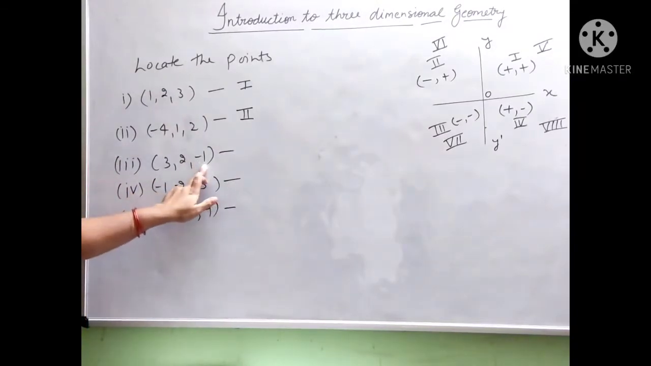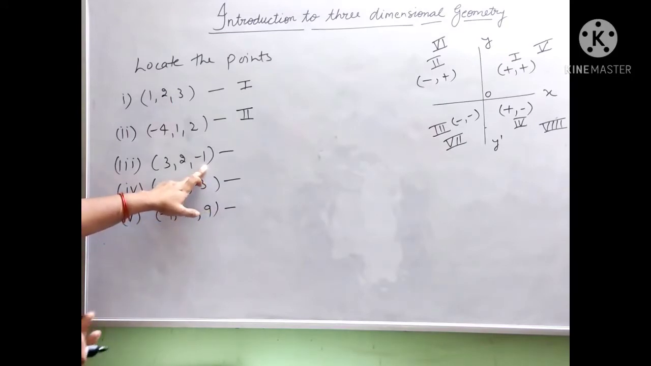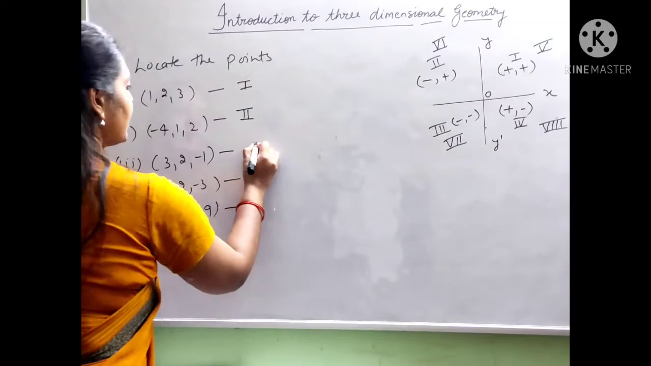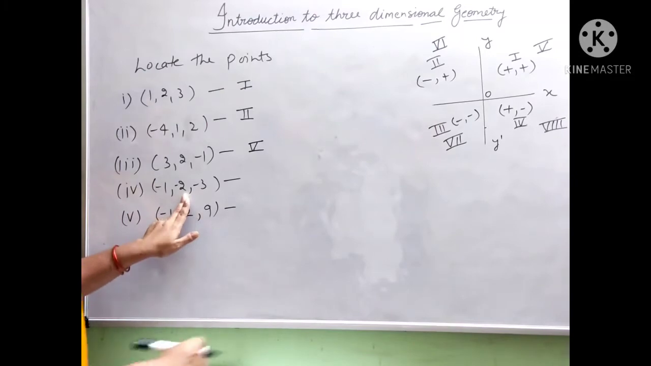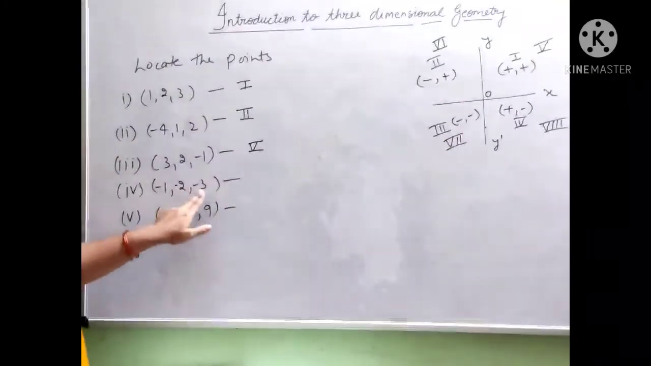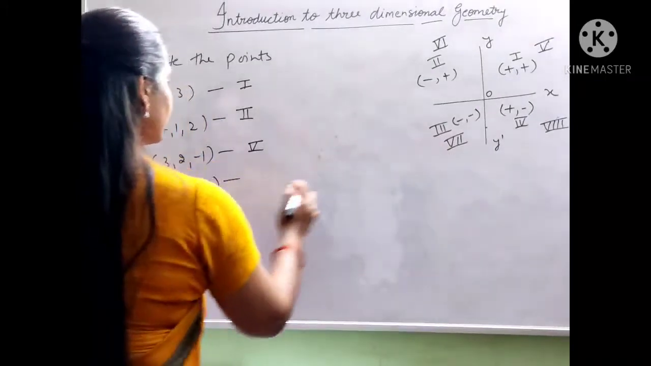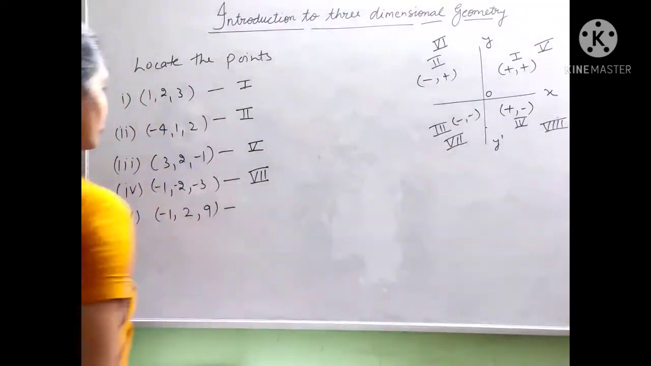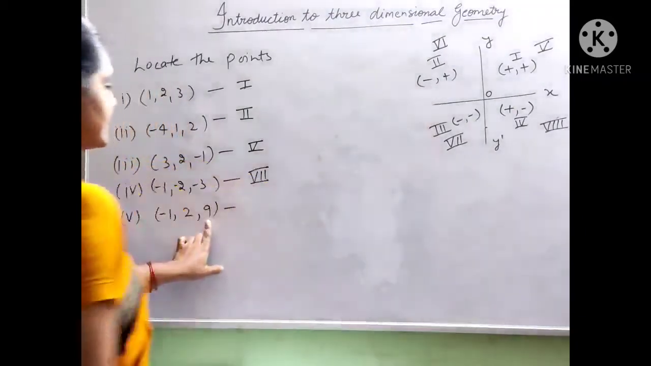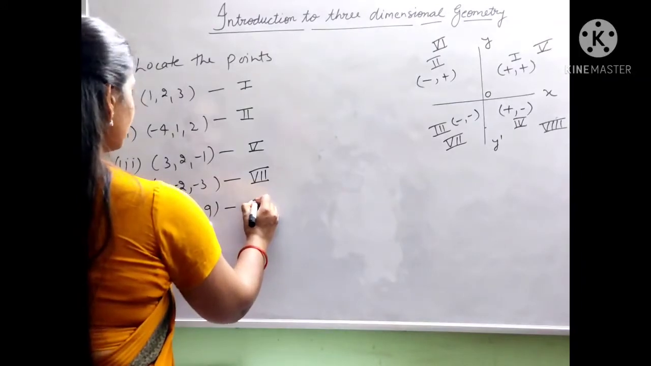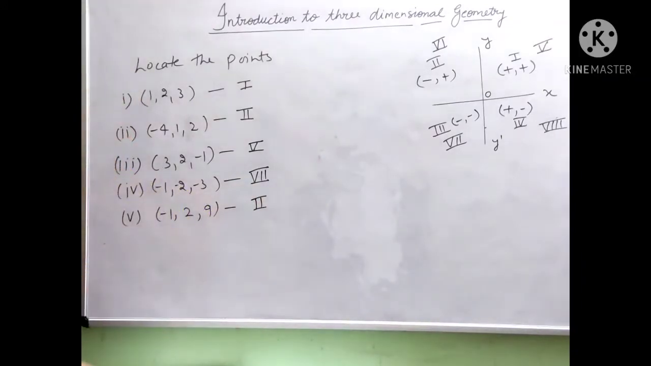Now here the value of z is negative, so it will lie in the 5th, 6th, 7th or 8th octant. Here x and y are positive, so it will lie in the 5th octant. Next one is (-1, -2, -3). Here x and y are negative, so it is the third quadrant, and z is minus 3, so it will lie in the 7th octant. Next one is (-1, 2, 2). Here x is negative and y is positive and z is positive, so it will lie again in the second quadrant.